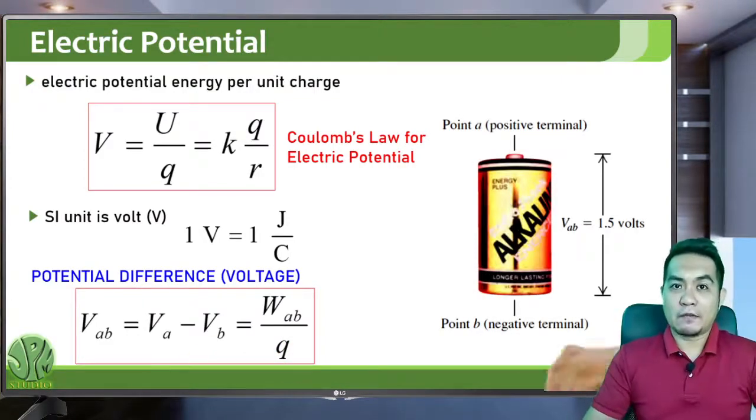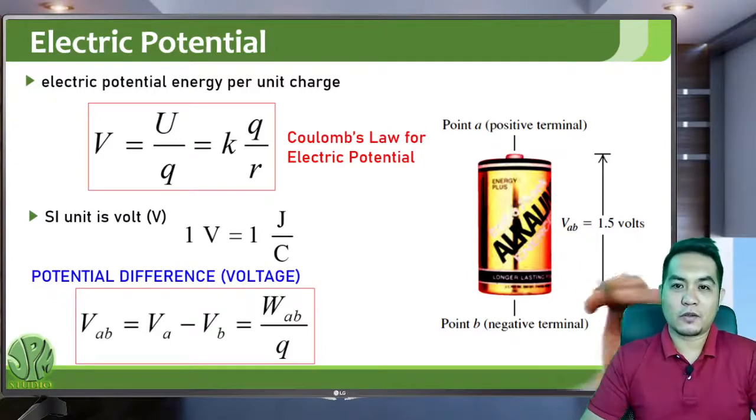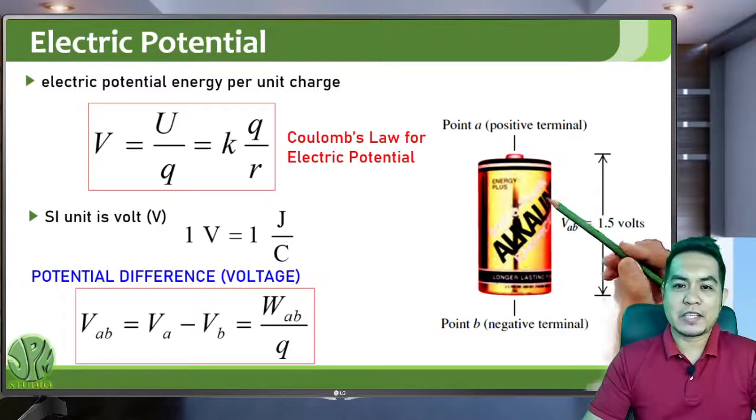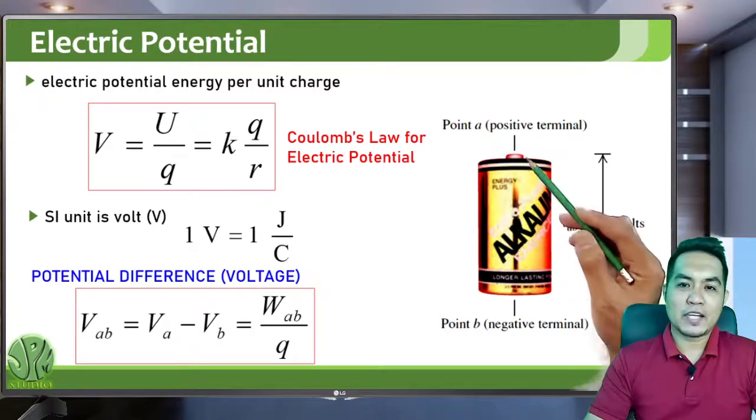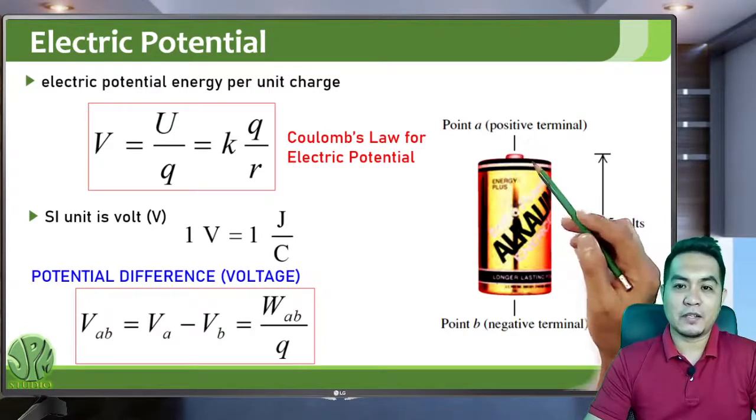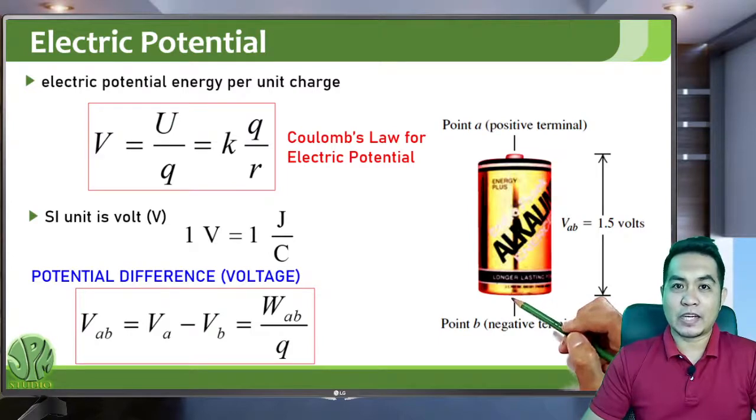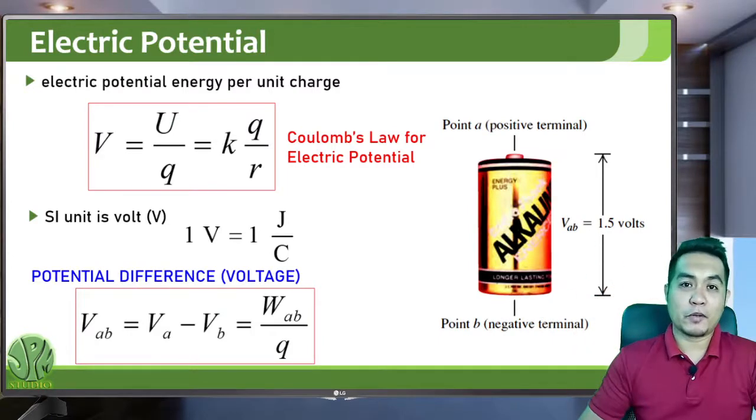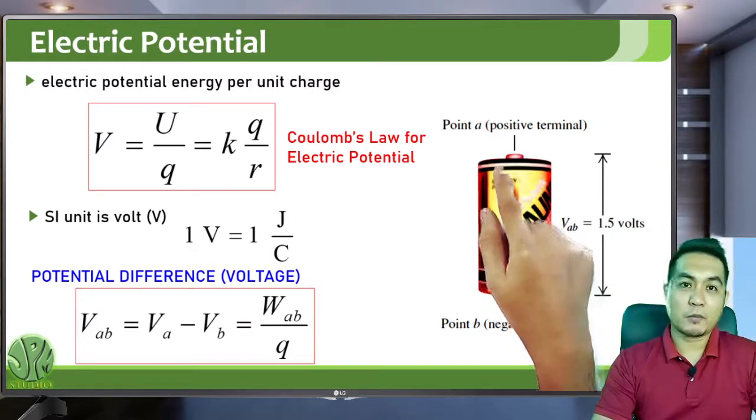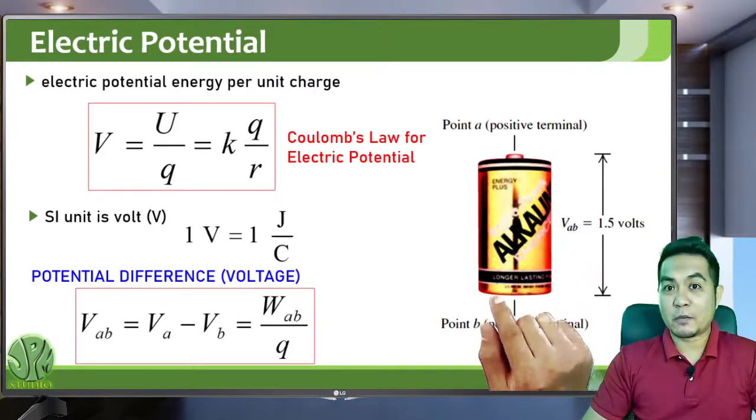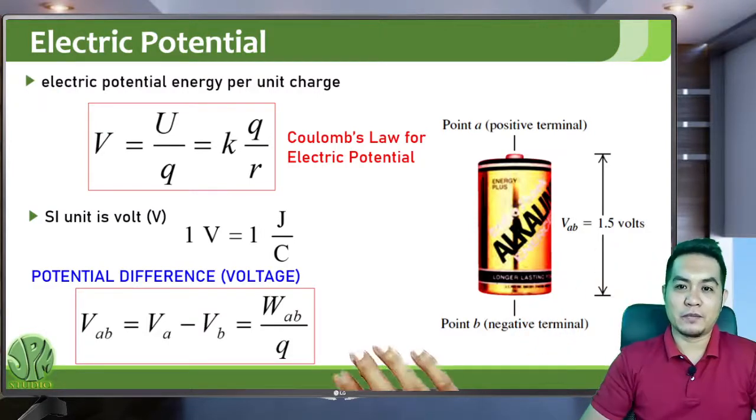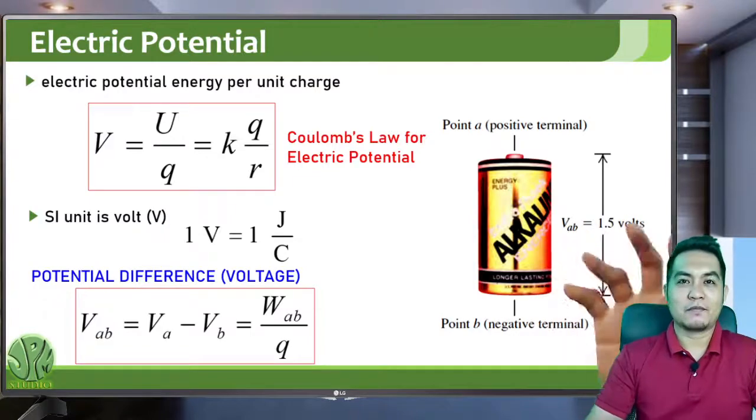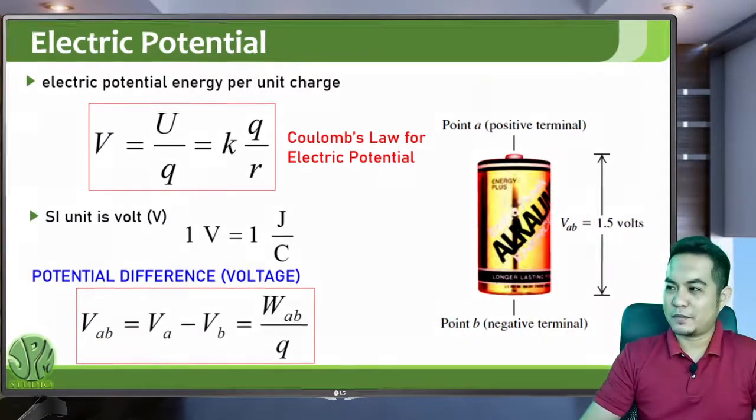You might have heard of voltage before when talking about a battery. For example, this is a battery which has a potential difference or a voltage of 1.5 volts, meaning the potential at point A, in this case the positive terminal, minus the potential at point B, the negative terminal, is equal to 1.5 volts. It could be the potential here is 0.75 and the potential there is negative 0.75, so that 0.75 minus negative 0.75 is 1.5. Or actually it's not exactly like that, but in a similar situation.